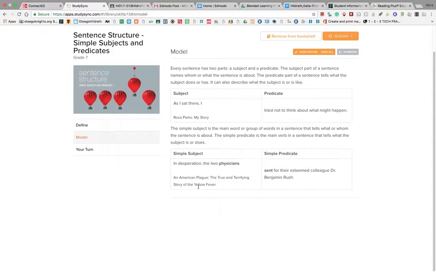And then, they gave us another example of a group of words. An American Plague, the true and terrifying story of yellow fever. Here's another title that we can use. So you can either have one word or a group of words for your subject, okay? Now, with a simple predicate, you're going to have one verb, and it's going to either be an action verb or a linking verb. But the examples that they've given us so far, sent is an action verb, tried is an action verb. Okay, so if you don't have any questions and you've gotten your notes taken, then you can move on to the Your Turn.